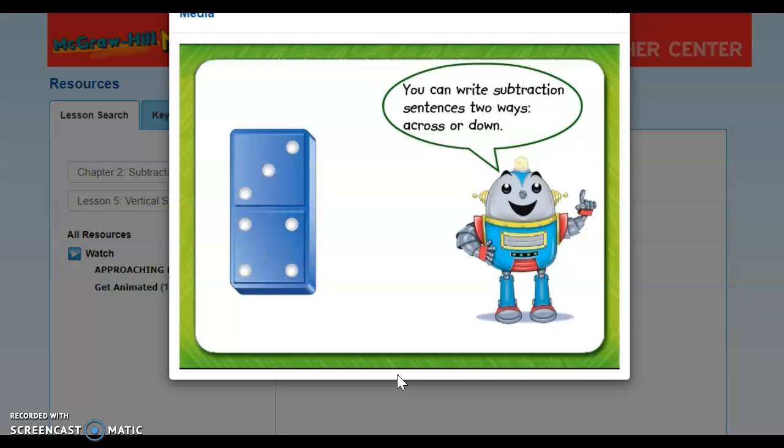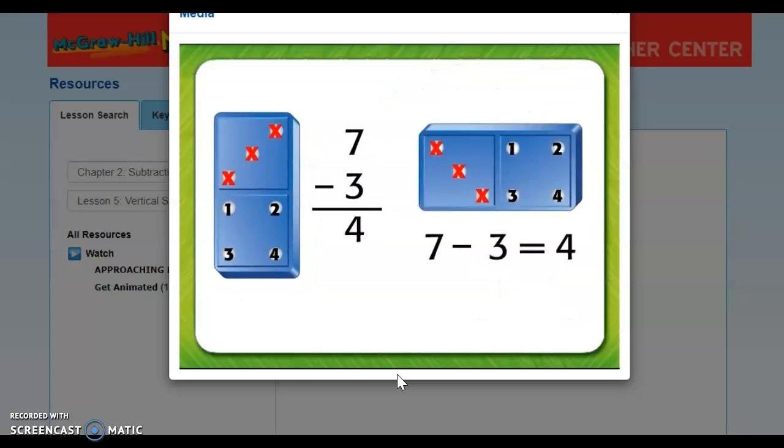We know that there are 7 dots, so I'll write the 7 first. We subtracted 3 dots, so write the 3 below the 7 with the minus sign in front of the 5. Now, draw a line under the minus sign and the 3. This line represents 8 equals 7. There are 4 dots left, so write the answer 4 under the line and below the 3. All subtraction sentences are the same. Either 1 is written across and 1 is written down.